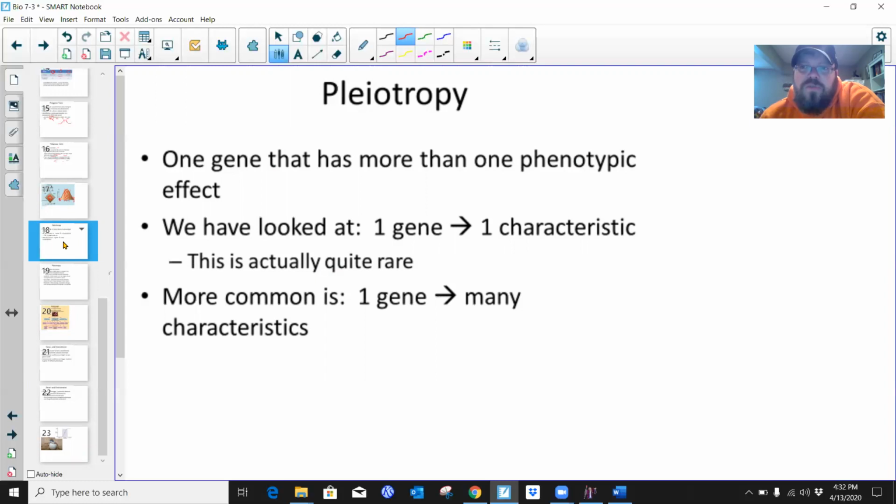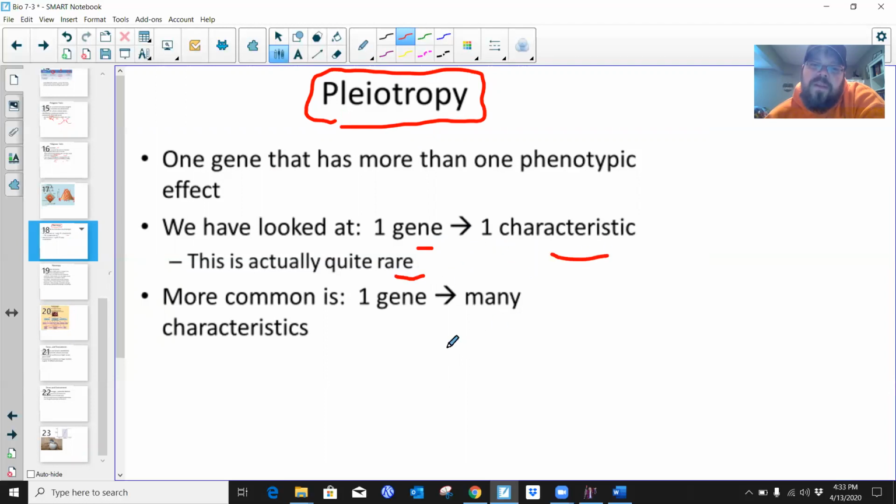Typically, in Mendel's world, one gene, one phenotypic effect. If I've inherited 2 copies of the dominant allele for purple colored flowers in Mendel's pea plants, then it has one phenotypic effect, purple colored flowers. But in reality, as we find and understand more about human genetics and genetics in general, the reality of one gene equaling one characteristic is actually very rare. It is more common that one gene has an influence upon many characteristics. Not just one thing, but many, many things.